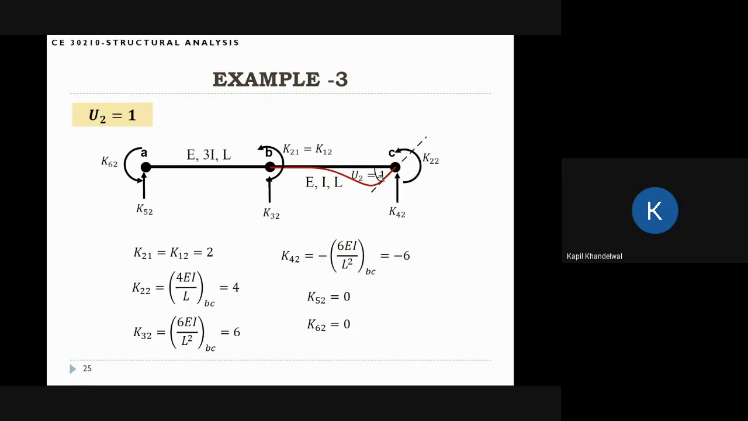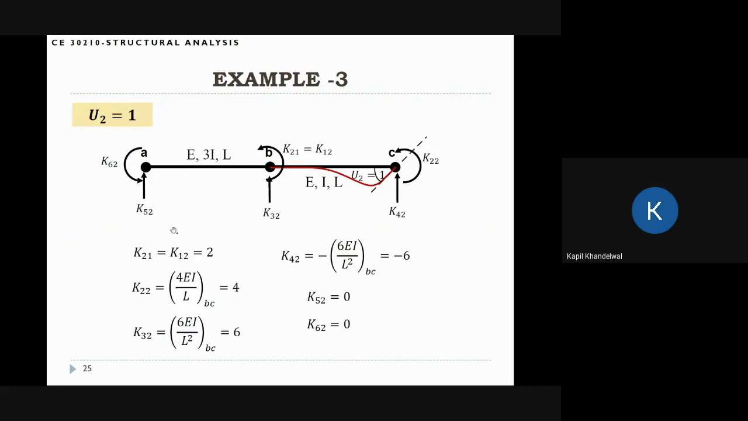So if we rotate it by 1 unit, you can see that the moment required to do this is K22. So K22 is 4 EI by L for BC. So this is just 4. K32 is 6 EI by L square for BC. So it's 6. K42 is the vertical force here. This is minus 6 EI by L square for BC. It's minus 6. And K52 and K62 are 0.